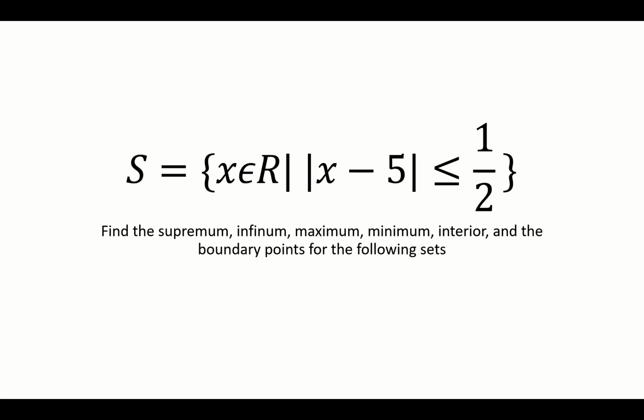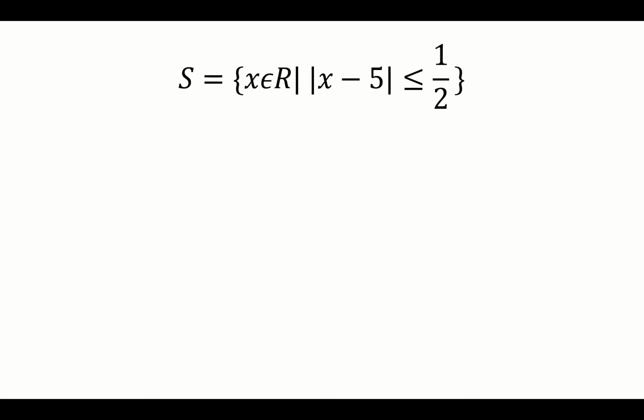In this video, we want to find the supremum, infimum, maximum, minimum, interior, and the boundary points for the following sets. The set we have is a closed bounded interval centered at x equals 5 with radius 1/2. To solve this, we can just think of it as moving 1/2 from x equals 5 to the left and right. If we move 1/2 to the left of 5, we get 9/2. And if we move to the right 1/2, we get 11/2. So this is our interval.